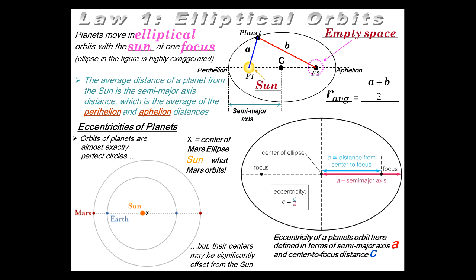The biggest it can be is if these foci move all the way over to the edges, where the distance from center to the focus approaches the semi-major axis and the eccentricity approaches 1. These two values are the same. And the smallest it can be is a perfect circle, where the focus comes all the way over to the center, meaning that the distance from center to focus is 0, and 0 over A is 0. So that defines the range for the eccentricities of the orbits of the planets.